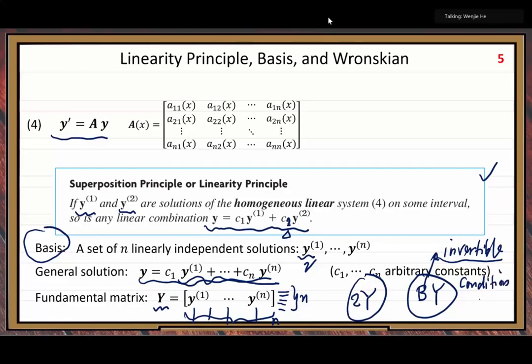What's that important condition? B should be commutable with A. So B times A equals A times B. If we add this condition, B and A commutable, then it's correct: another fundamental matrix. But if not commutable, then you cannot say that. Yeah, it's wrong. The reason you can see is very easy.